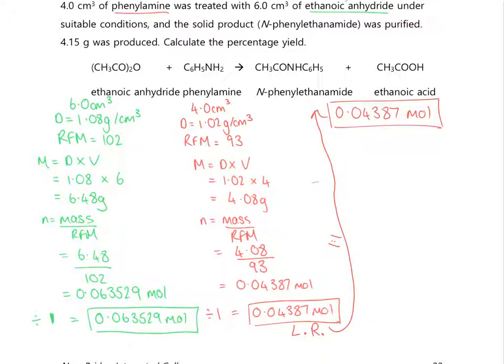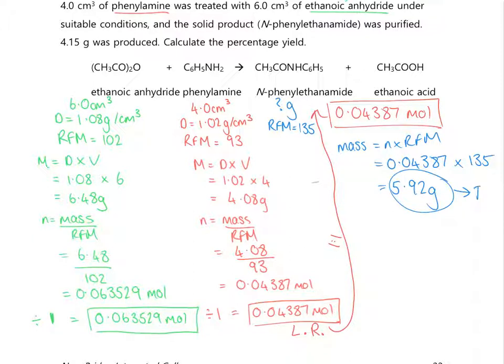Okay, let's have a think about what we're doing here. Well, we're trying to work out the mass. So maybe I should have written this at the start, but we're working out the theoretical mass. And to do that, we'll need the RFM, which again, you can pause and calculate yourself, but it works out as 135. So to work out the theoretical yield, I'm going to use the equation mass equals n times RFM. My number of moles, try and keep it accurate in your calculator, is 0.04387 moles times by your RFM of 135. And that gives me a mass of 5.92 grams. That is our theoretical yield.